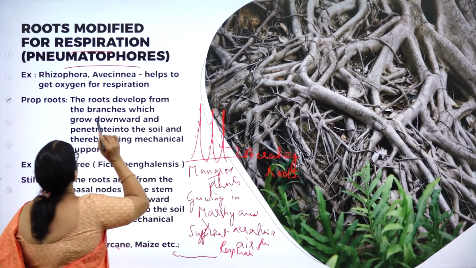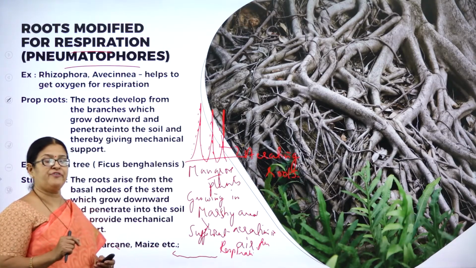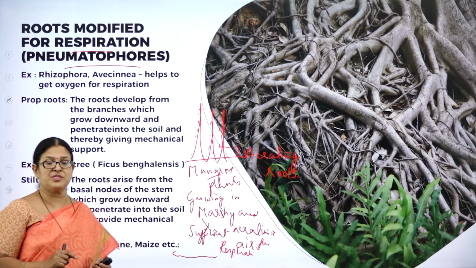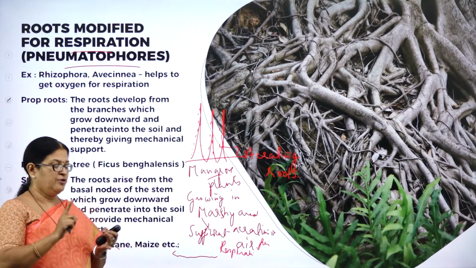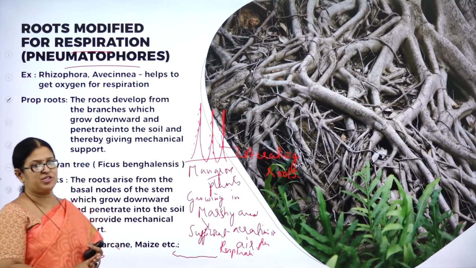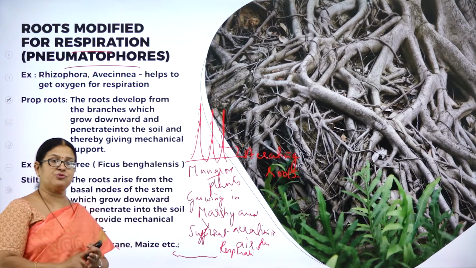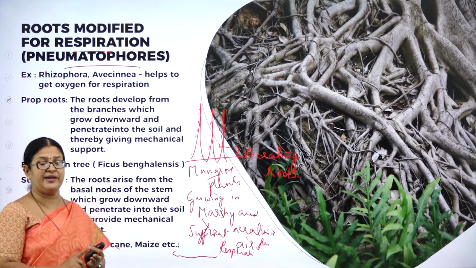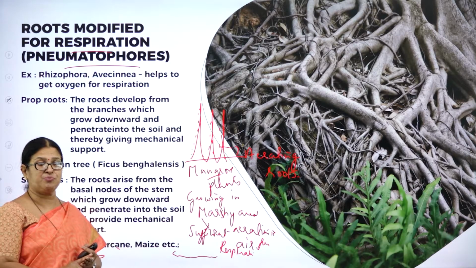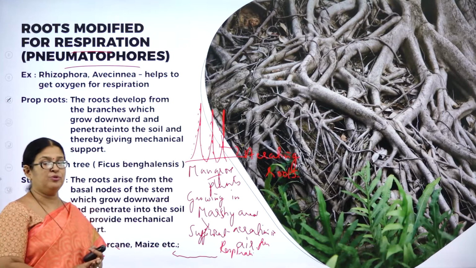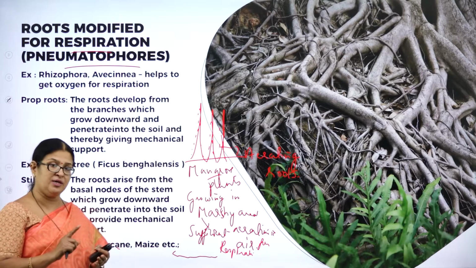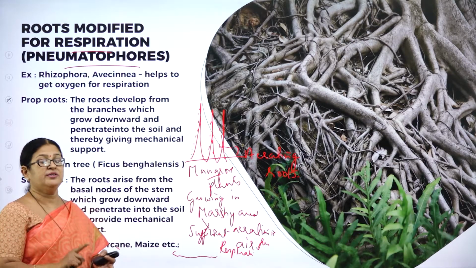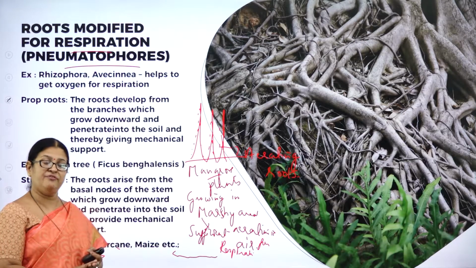So roots get modified, as I said, for what? To perform some special functions. What are the special functions? To give mechanical support, storage of food, and for respiration. For storage of food, we have come across carrot, turnip, and adventitious roots modified like sweet potato. The roots modified for mechanical support are the prop roots of the banyan tree, and the stilt roots of maize and sugarcane, which we have come across.